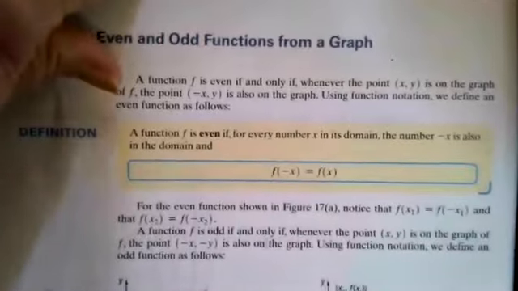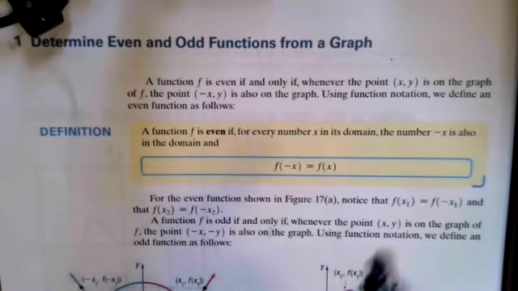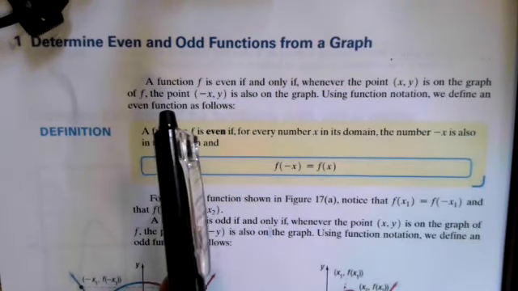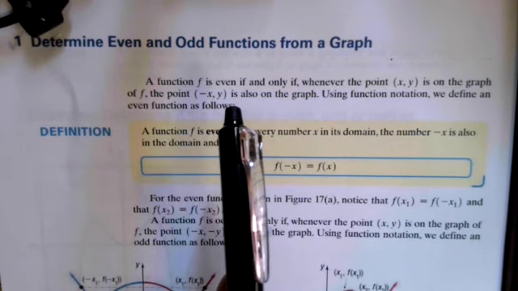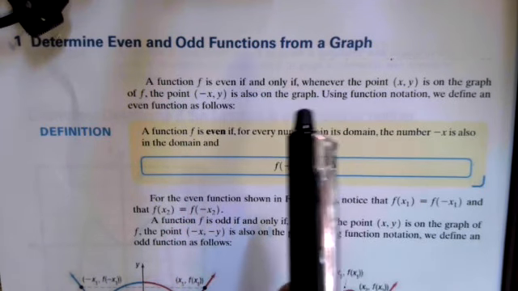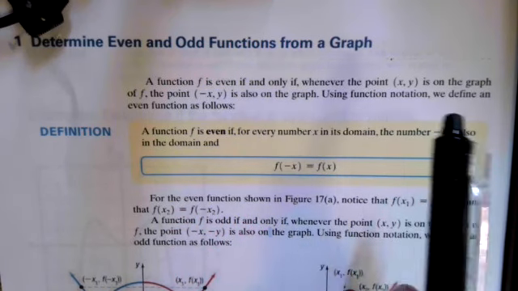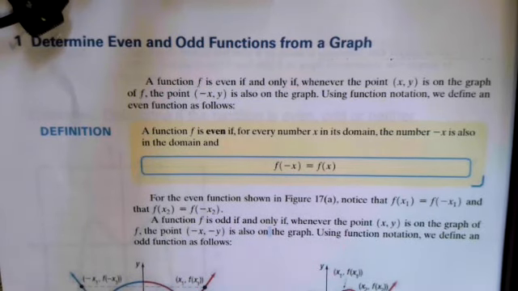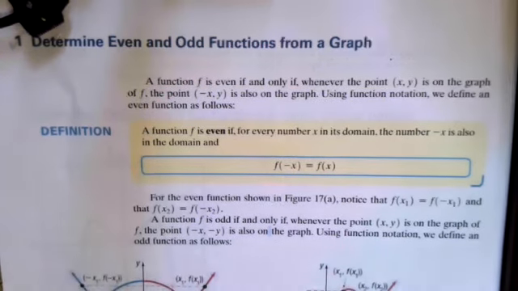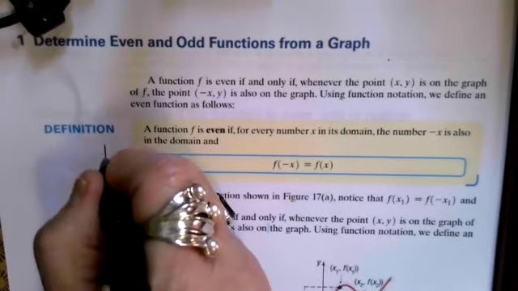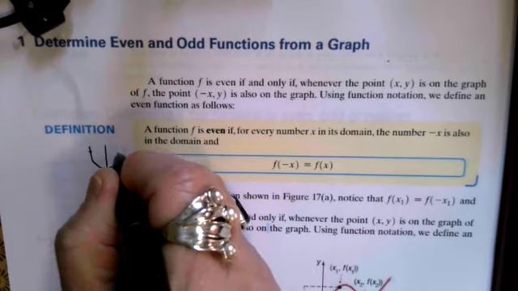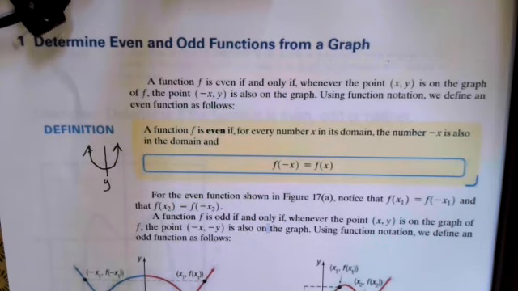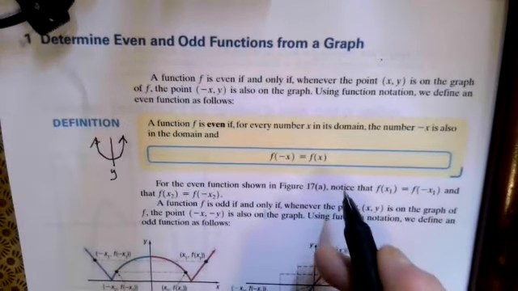Okay, so even and odd functions. A function f is even if and only if whenever the point x, y is on the graph of f, the point minus x, y is also on the graph of f. Using function notation, we define an even function. So an even function is going to look like this. It's going to be symmetric with respect to the y-axis. That is one example of an even function.